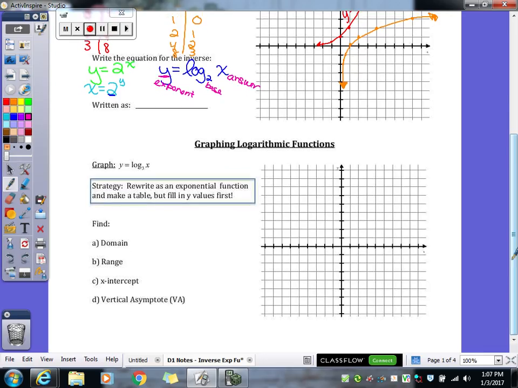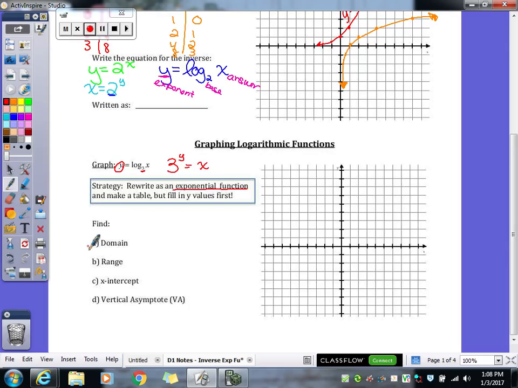Okay. So now we're going to graph y equals log base 3 of x, which you can't exactly do in your calculator. So what you have to do is rewrite it as an exponential function and make a table, but you want to fill in your y's first. So I'm going to take this out of log form. If you remember, my little number down there is my base. My exponent is always on the other side of the equal sign. So I get 3 to the y, and it's going to equal x.